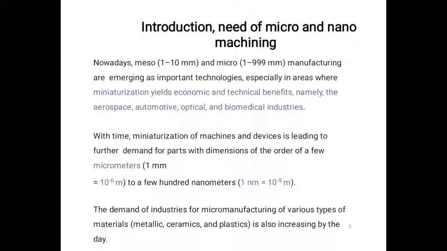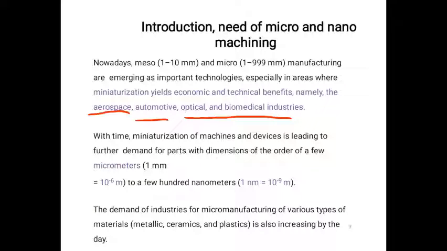Now first of all, nowadays we can see that from 1 to 999 micrometers, that is nothing but micro machining, is emerging as an important technology, especially in areas where miniaturization yields economic and technical benefits, namely the aerospace, automobile, optical and biomedical industries. So it plays a very important role in all these areas.